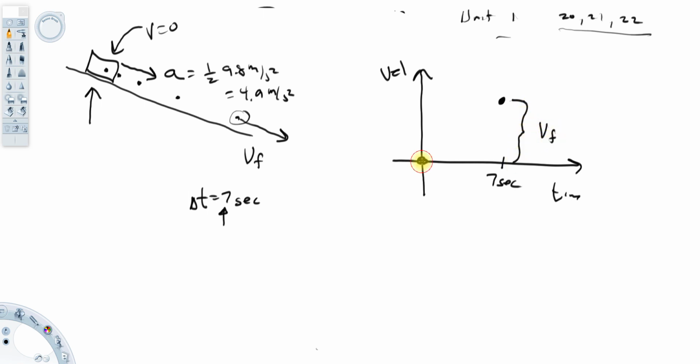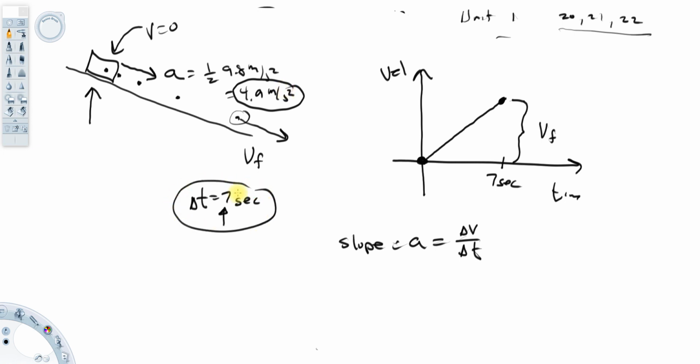And then we'll make our constant acceleration assumption, right? And that means that this is linear. And then we're going to start with our slope. Our slope, which is equal to the acceleration, is equal to change in velocity over change in time. So the acceleration is given here. The change in time is given here. That's going to allow you to calculate your change in velocity. And your change in velocity and what I'm calling your final velocity are going to be the same thing because it started with a velocity of 0.